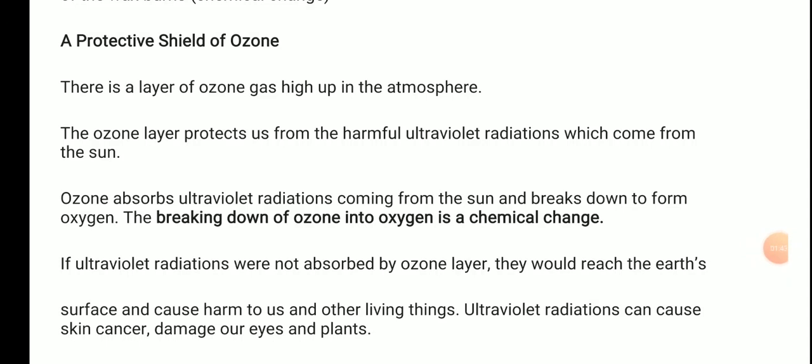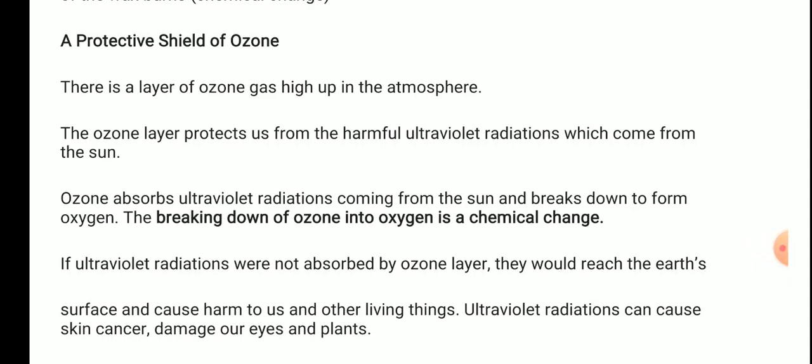A protective shield of ozone. There is a layer of ozone gas high up in the atmosphere. What does that layer do? The ozone layer protects us from harmful ultraviolet radiations which come from the sun. These harmful UV radiations can cause skin cancer and other diseases, and they are absorbed by the ozone layer. The ozone layer absorbs ultraviolet radiations coming from the sun and breaks down to form oxygen.